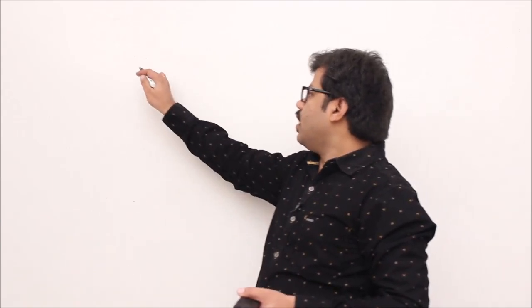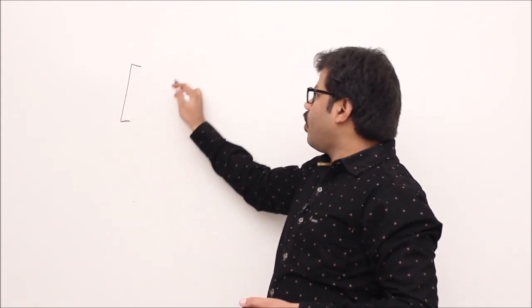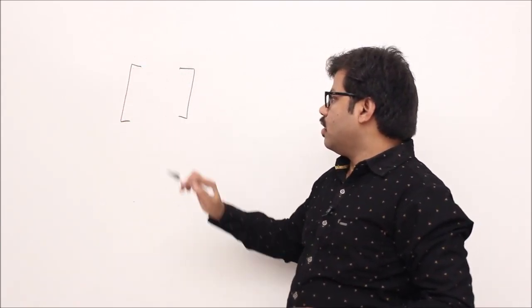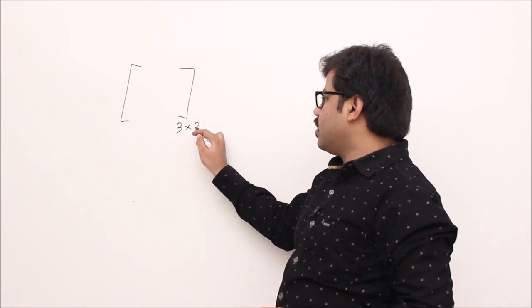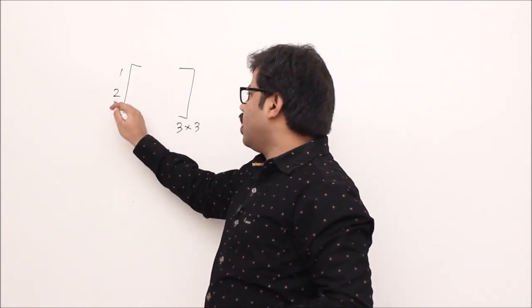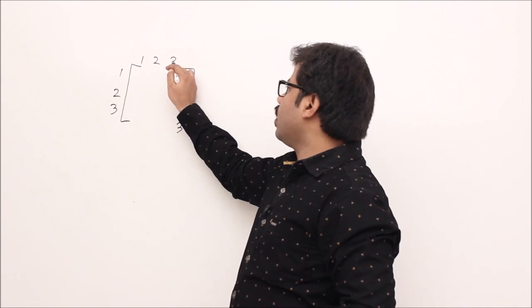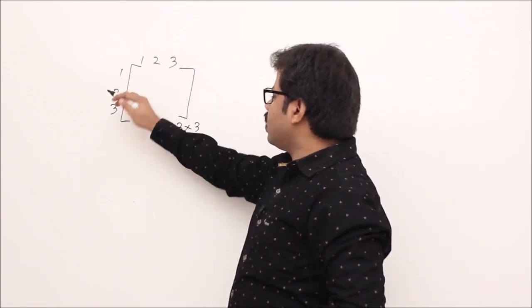Let's try to understand now multi-dimensional arrays. To understand multi-dimensional arrays, I start with the two-dimensional array. Generally, whenever in the real world I have a matrix, for example a 3 by 3 matrix, there are three rows and three columns, and they are all, let's say, students' marks.